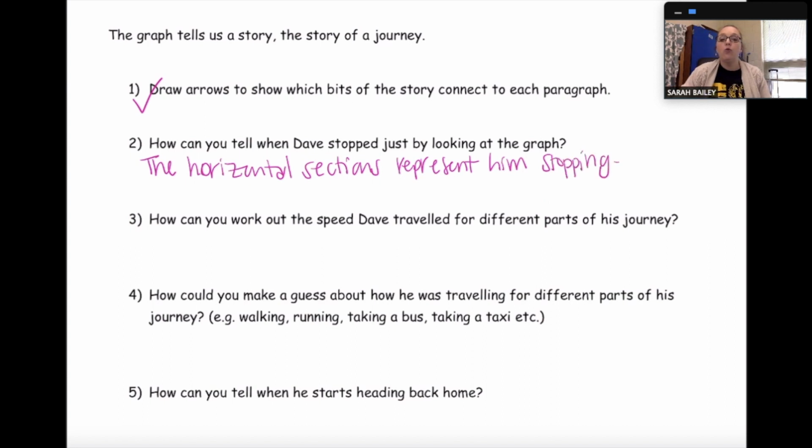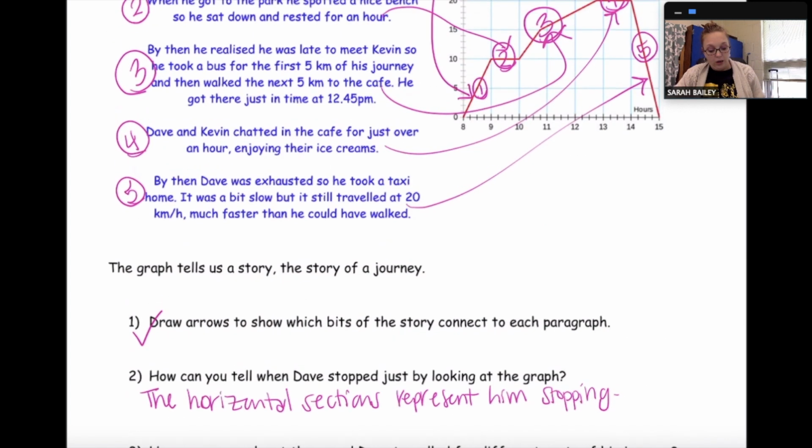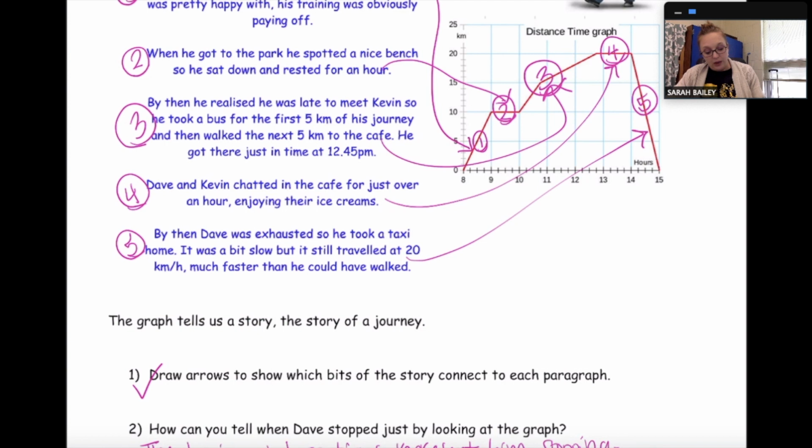Okay, and how can you work out the speed Dave traveled for different parts of his journey? So if I wanted to find the speed of, say, this section right here, I could find 2 points that are on that section and use my slope formula, or drawing my slope triangle. Same thing here. I can make a little slope triangle here or use my slope formula. And I could do it for this section. Actually, I could do it for every single section of the graph.